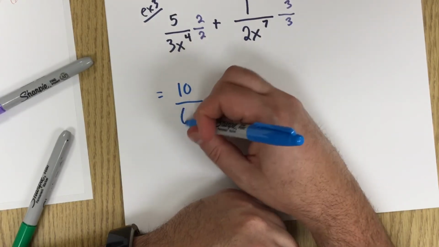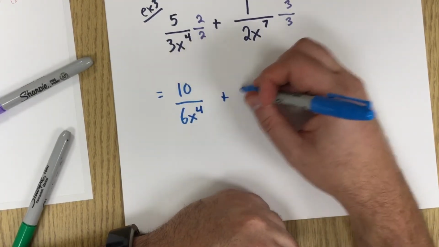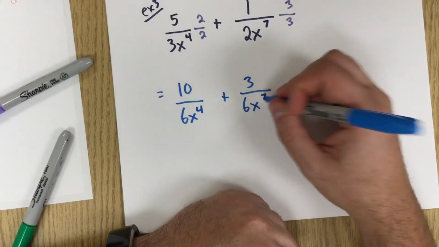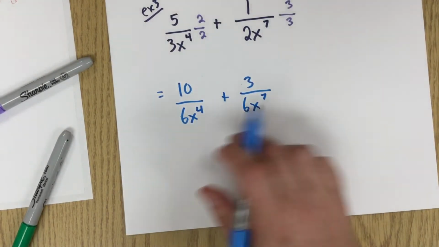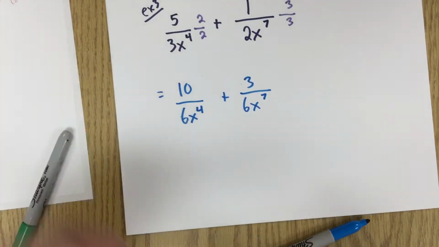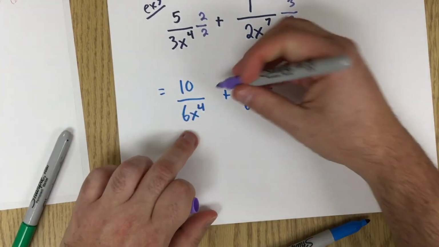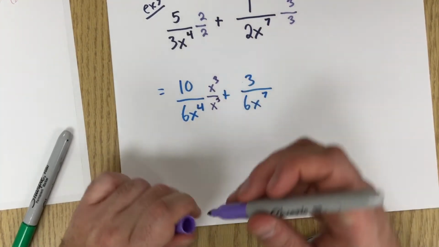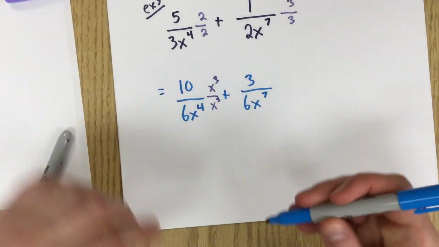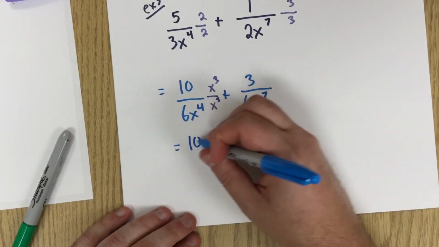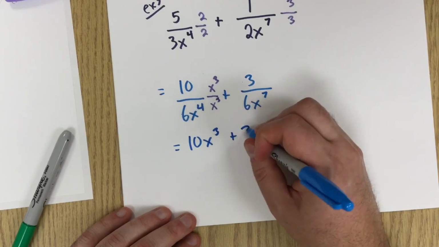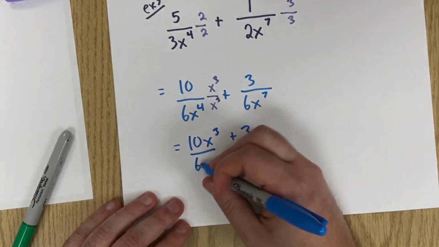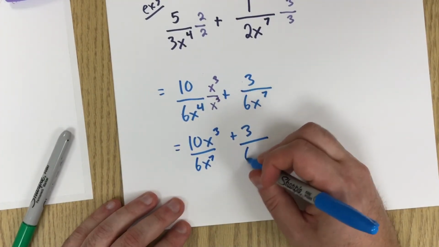So that will give us 10 over 6x to the 4 plus 3 over 6x to the 7. And we have to make the x's the same as well. So I'm going to multiply this now by, that's a smaller one I have to bring up, there's 4, we're going to multiply it by x cubed over x cubed. So that will be 10x cubed plus 3 over 6x to the 4 times x to the 3, 6x to the 7 over 6x to the 7.